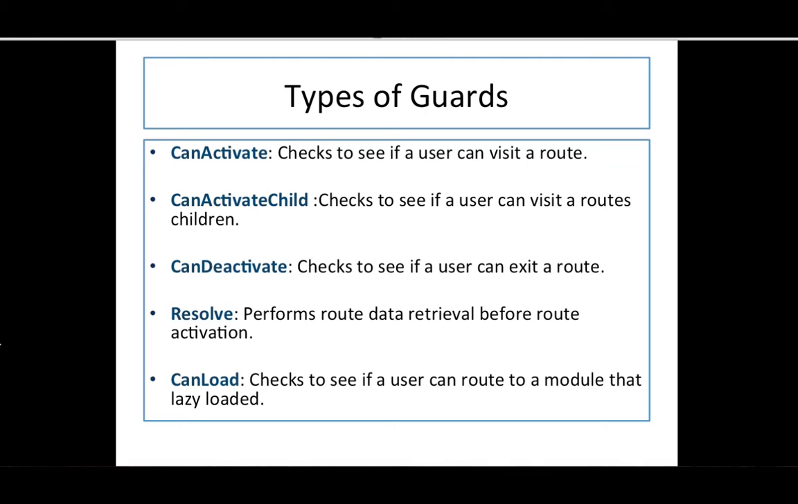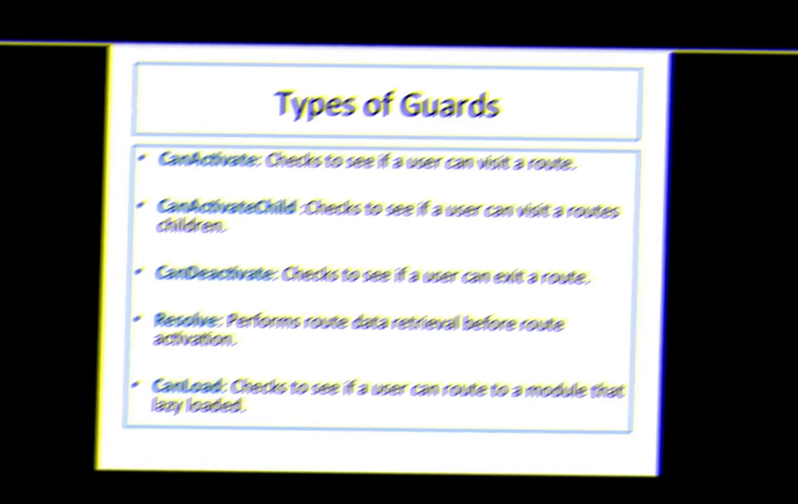Resolve is basically used if we want to have some data before visiting the targeted component. In that case, until the data gets resolved, the route will wait. CanLoad is basically used to check if the user can route to a module that is lazy loaded. We will learn this when we work on lazy loading. So these are the types of guards in Angular, but for today's session we will keep focus only on the first guard, and that is CanActivate. Now let's understand how we can work with the CanActivate guard in Angular.